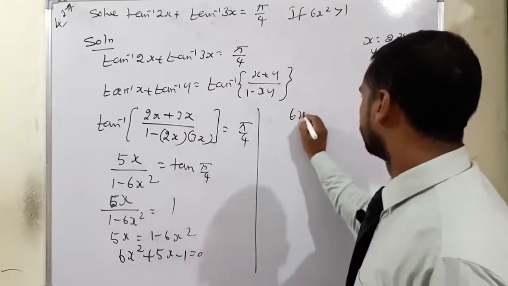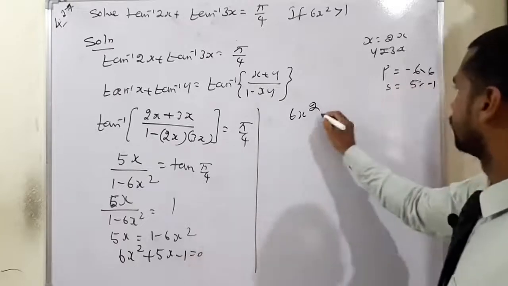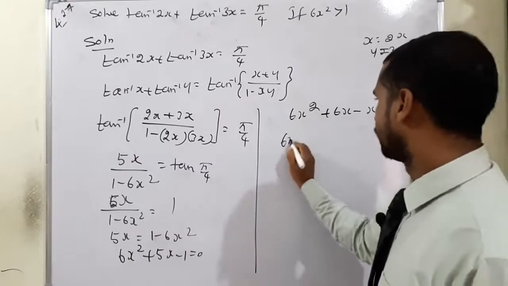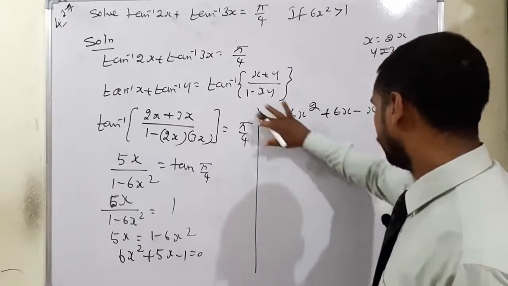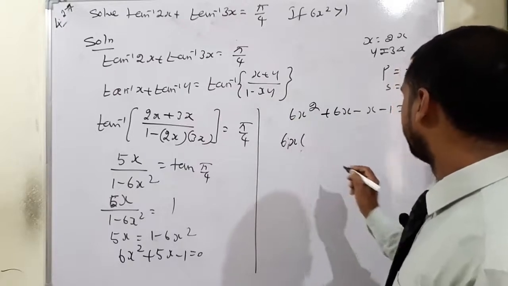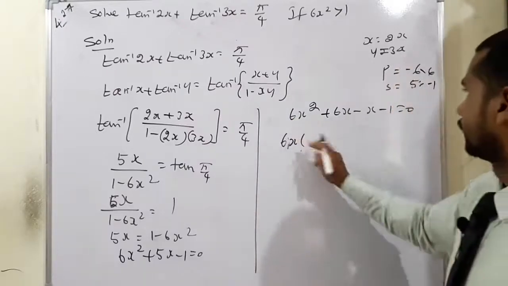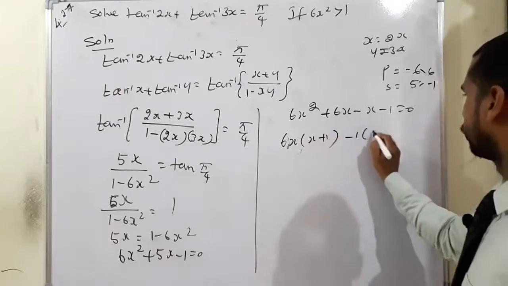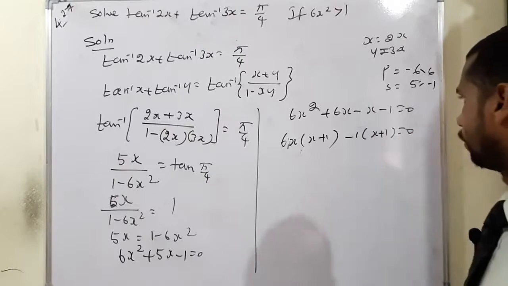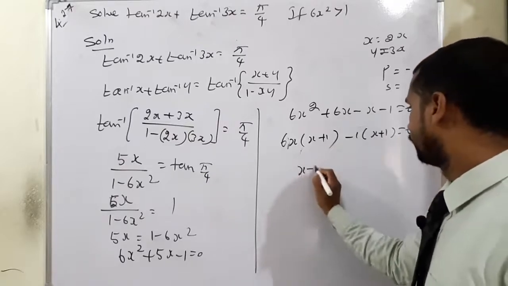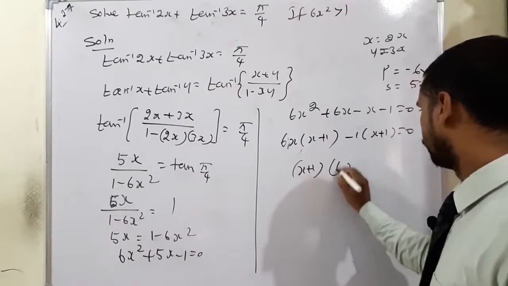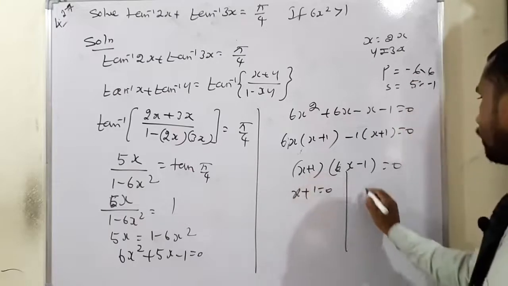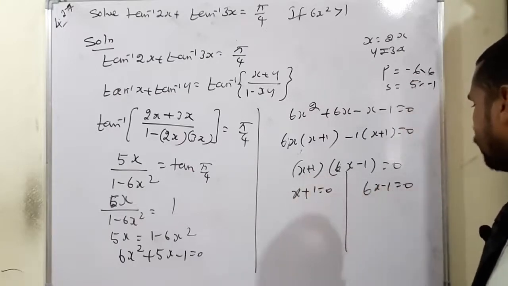Therefore, 6x square, instead of plus 5x, we write plus 6x minus x minus 1 is equal to 0. Taking 6x common outside, we get x plus 1. Next, taking minus 1 common outside, we get x plus 1 is equal to 0. The common factor is x plus 1, and the remaining factor is 6x minus 1 is equal to 0. So separately, x plus 1 is equal to 0. Next condition, 6x minus 1 is equal to 0.